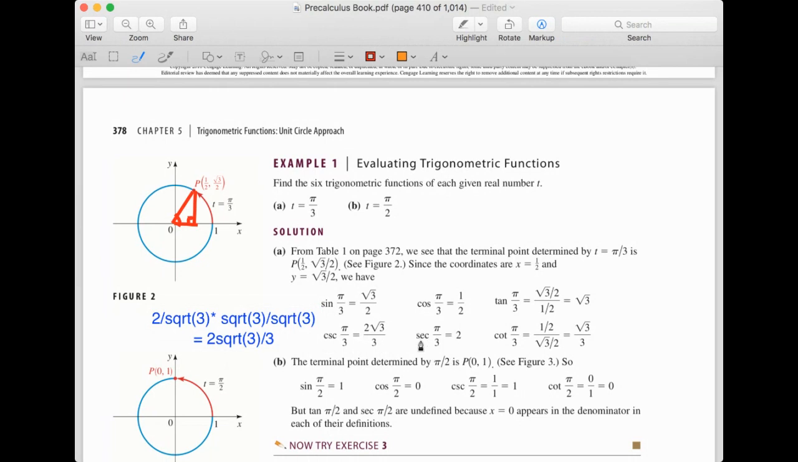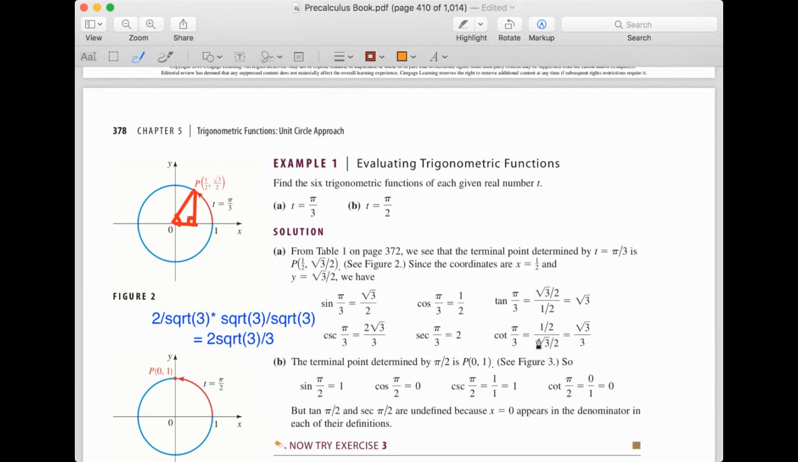Secant pi over 3, secant is 1 over cosine. So we just flip half, so we get 2 over 1. 2 over 1 is 2. Cotangent pi over 3 is the flip of tangent pi over 3. Tangent pi over 3 is square root 3, and we flip it, so we get 1 over square root 3. Or we can use the definition, adjacent side over opposite side.